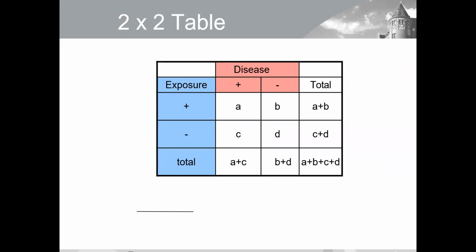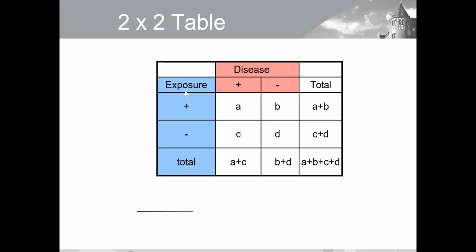This is how a 2x2 table is structured. When you are writing a 2x2 table, you have your exposures written as rows. We have those who are exposed and those who are not exposed. Then you have those with disease and those without disease. These are the columns.